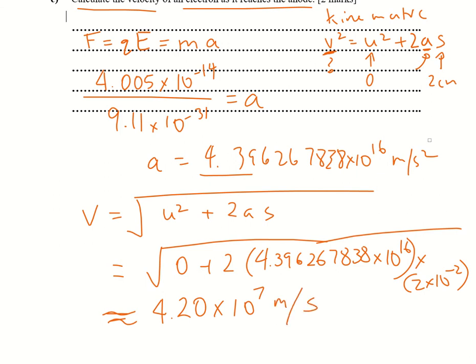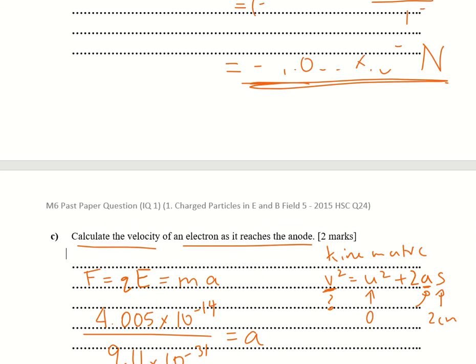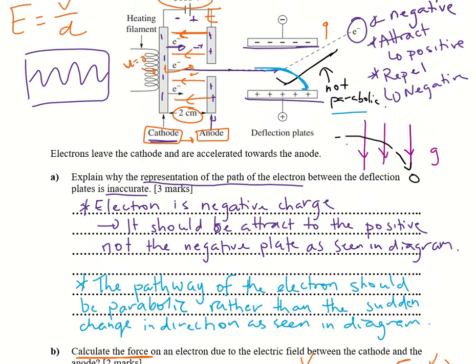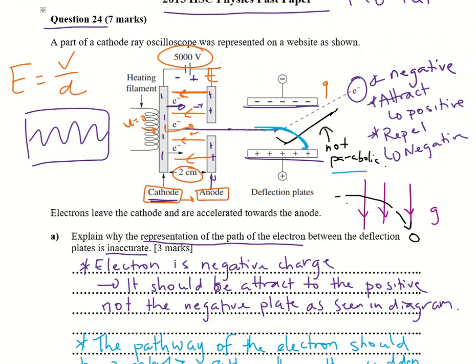So that's how fast my electron is traveling from that negative plate on the oscilloscope to the positive plate on the oscilloscope. So from here to here, that was the velocity we found. And that's how you do the question.